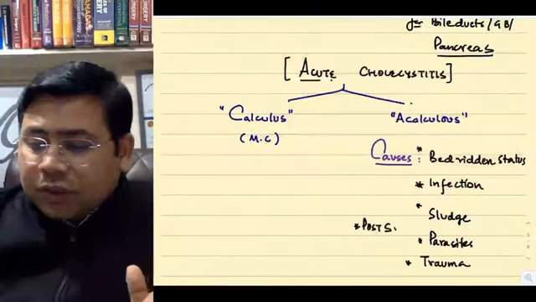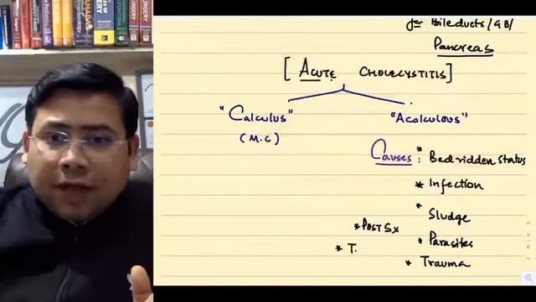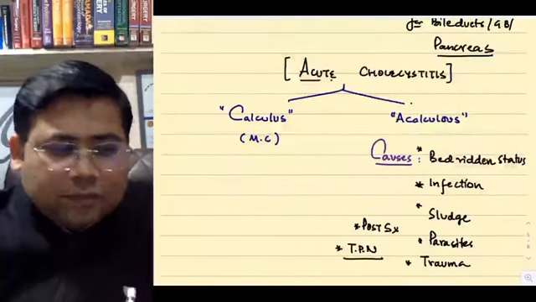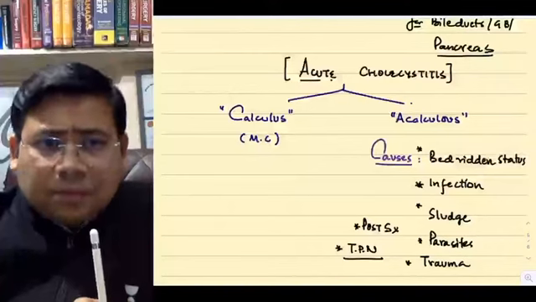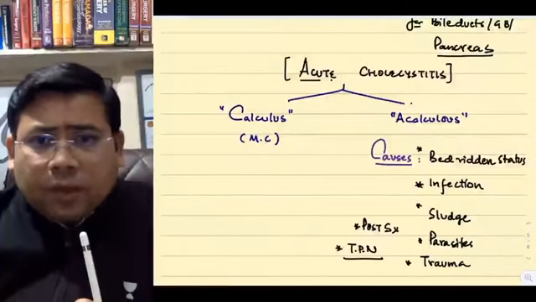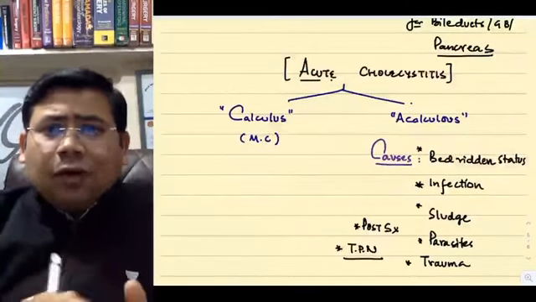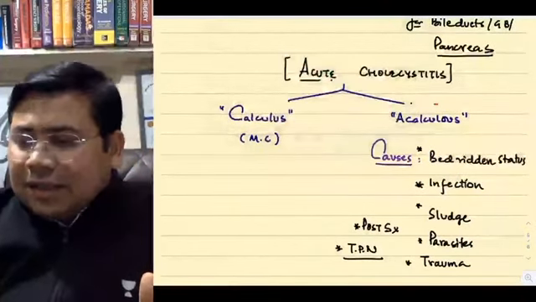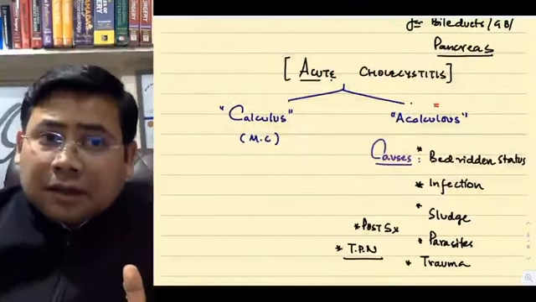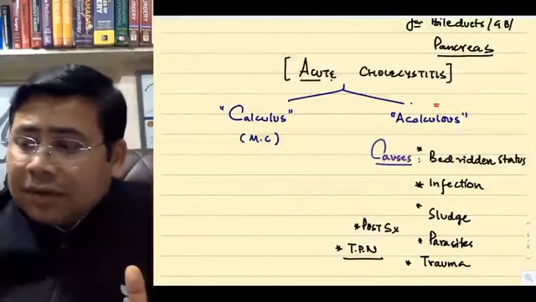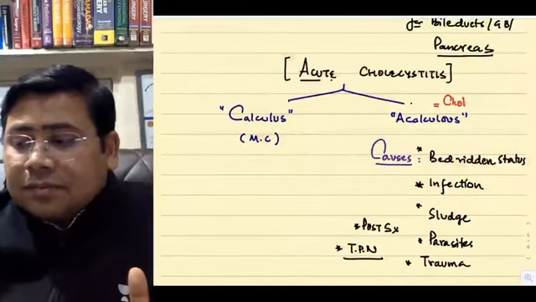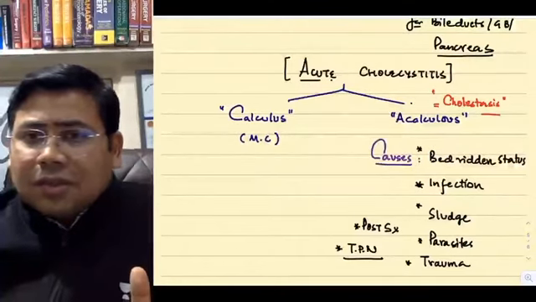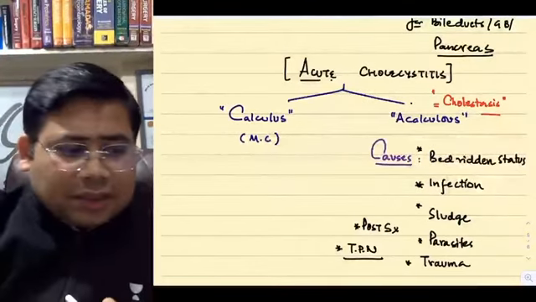Very good, post surgery. Apart from that, have you seen my video on parenteral nutrition? In that, I have already told about TPN, total parenteral nutrition. What is the reason behind acalculous cholecystitis? Yes, cholestasis. Cholestasis is the concept behind acute acalculous cholecystitis.